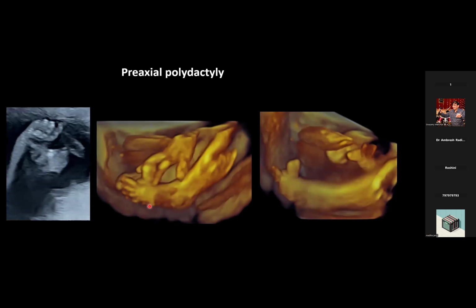So this is the case of preaxial polydactyly. You can see an extra finger on the tibial side. So this is the rarer form and it's a part of macrosyndactyly. You can see that the extra digit is fused with the toe in this case. If it is present in the upper limb, it might be fused with the thumb.